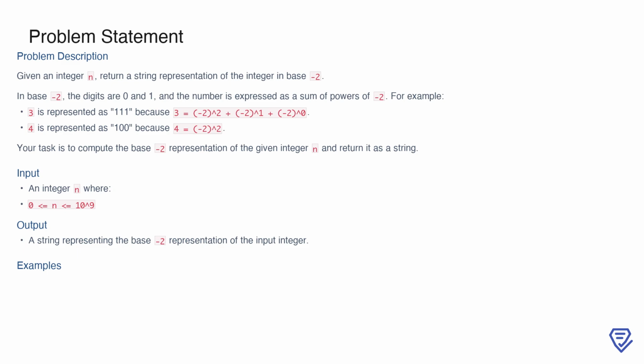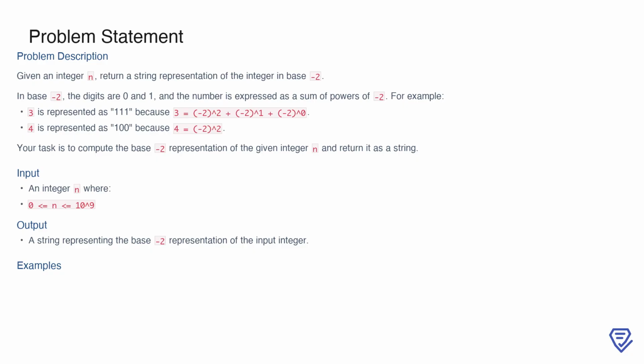For example, the number 3 in base -2 is written as 111 because when expanded, it equals 3 = (-2)^2 + (-2)^1 + (-2)^0. Similarly, the number 4 is represented as 100 because it equals 4 = (-2)^2. The task is to compute this representation for the input integer n and return it as a string.